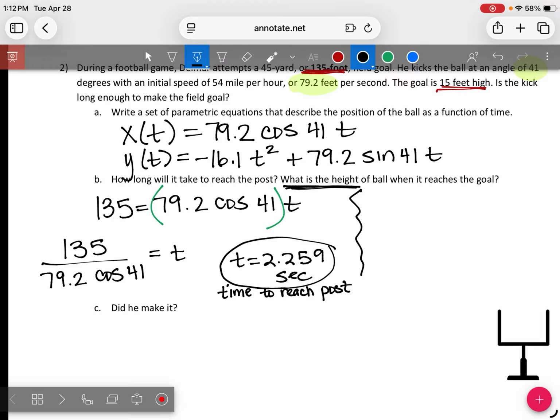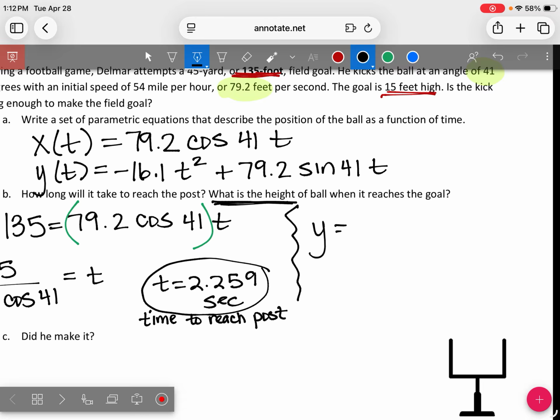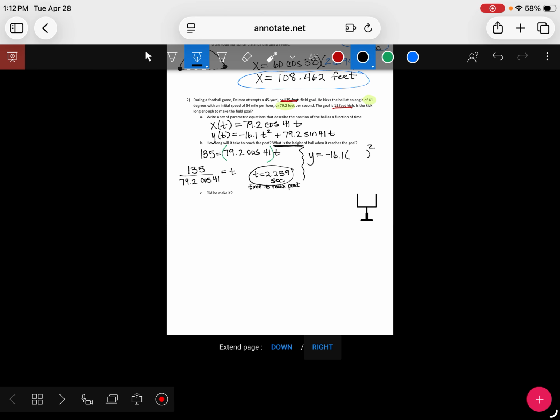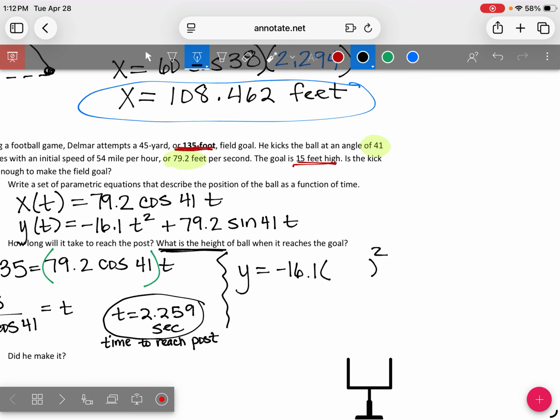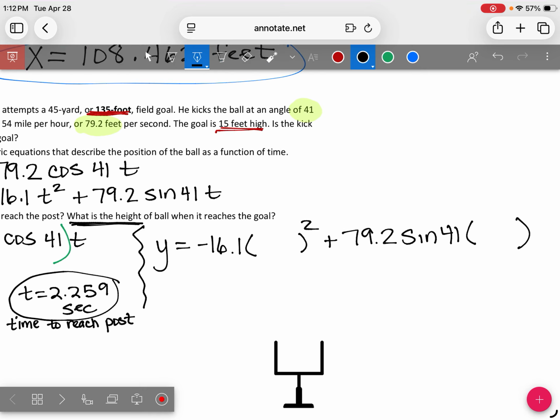Which one you doing? So we got y equals, and we got negative 16.1 parentheses squared plus, oh wait, hold on, I need some more space. Okay. Plus 79.2 sine 41 parentheses. So I want you to take that t value that we got and substitute it in your vertical parameter.